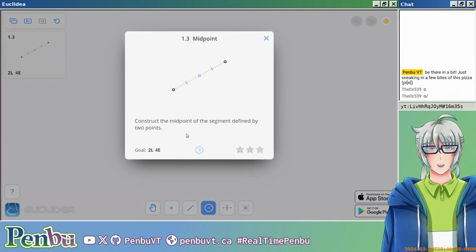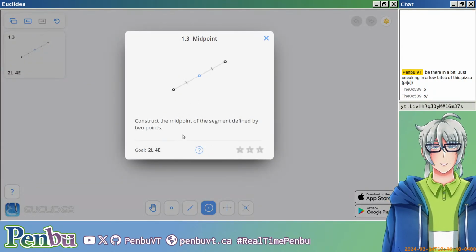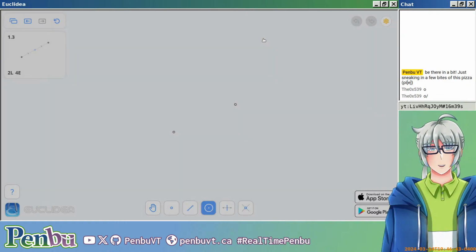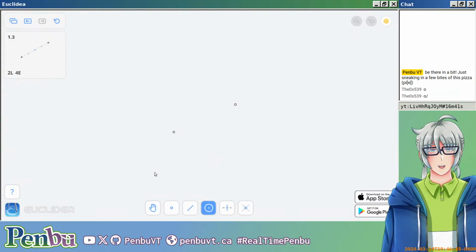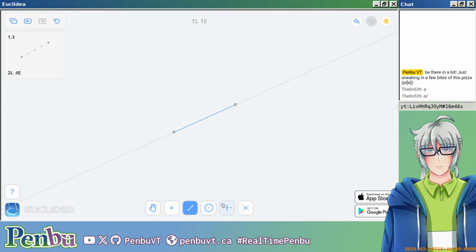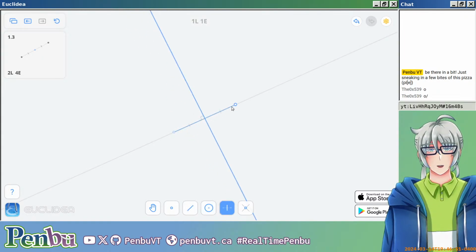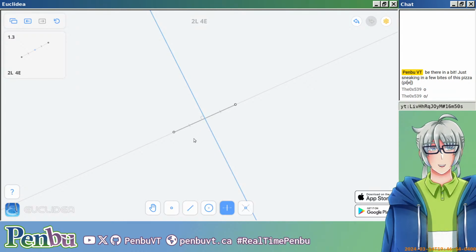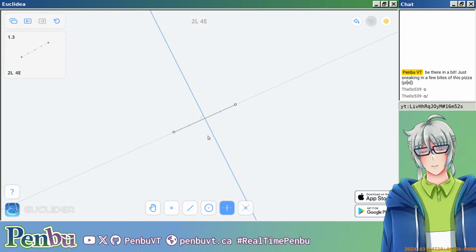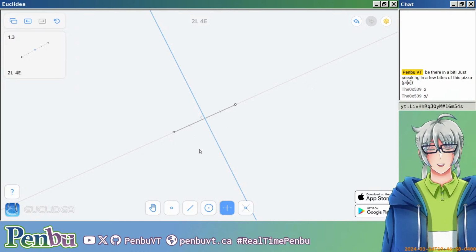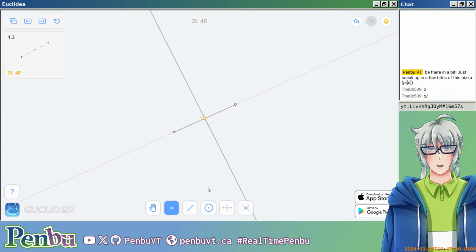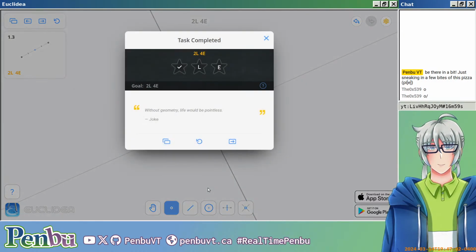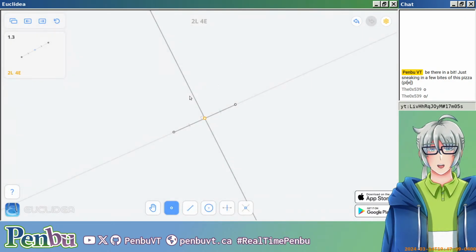Midpoint. Construct the midpoint of the segment defined by 2 points. So we have this. We can draw a line between them. And then we can do our bisector to get the midpoint, or the middle, right? Because bisector splits it into 2 even parts. And then we just take the middle. Alright. There are no other ones, so I think that's that.